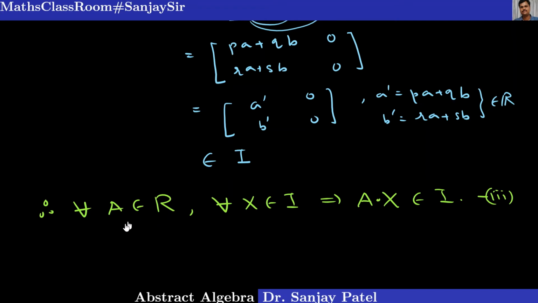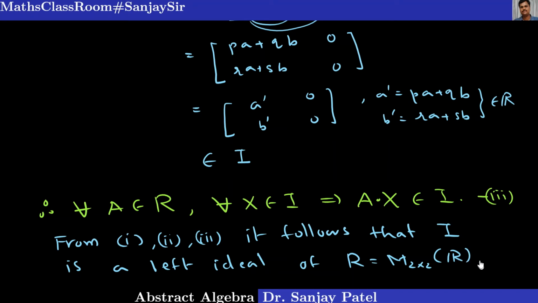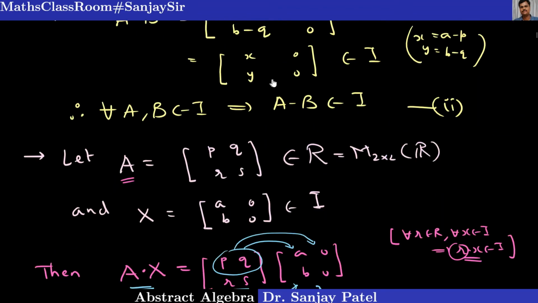Okay, so from 1, 2 and 3, it follows that capital I is a left ideal of the ring R, which is nothing but the ring of matrices. Let me write it like this also: the ring R is equal to M2 cross 2 R. But this I is a left ideal, but it is not a right ideal, which is asked in our problem.